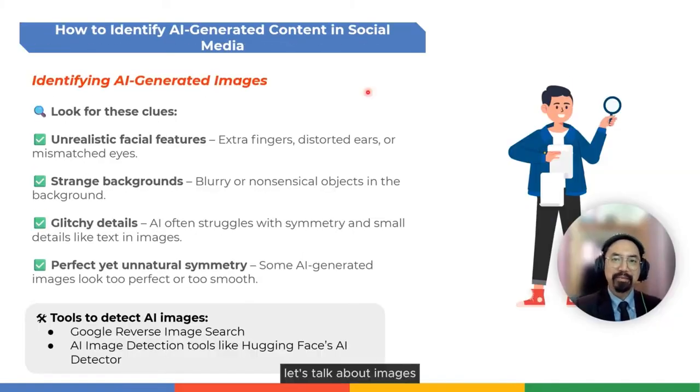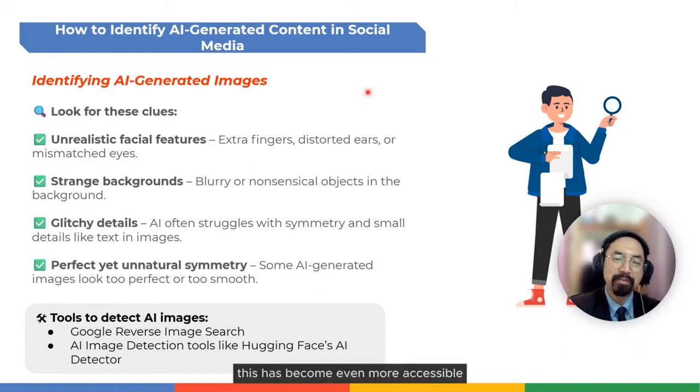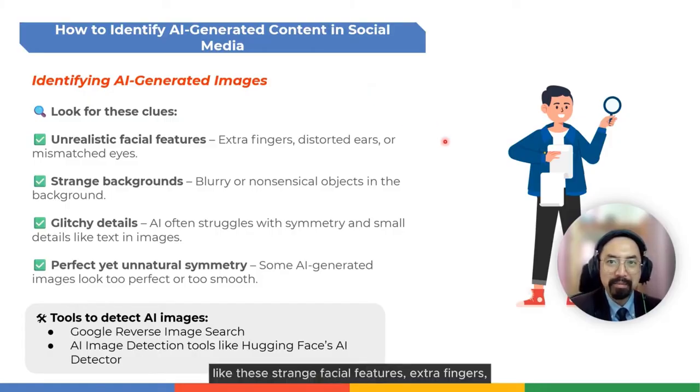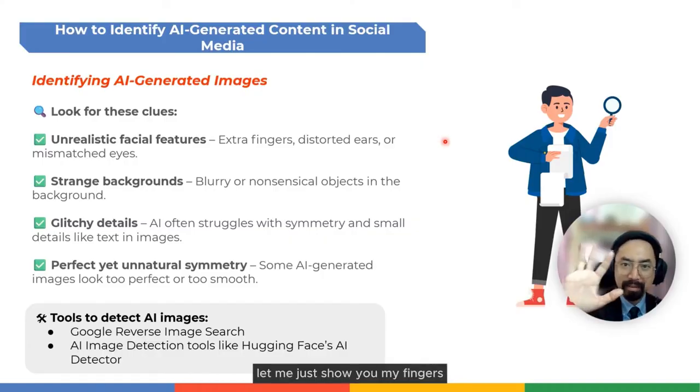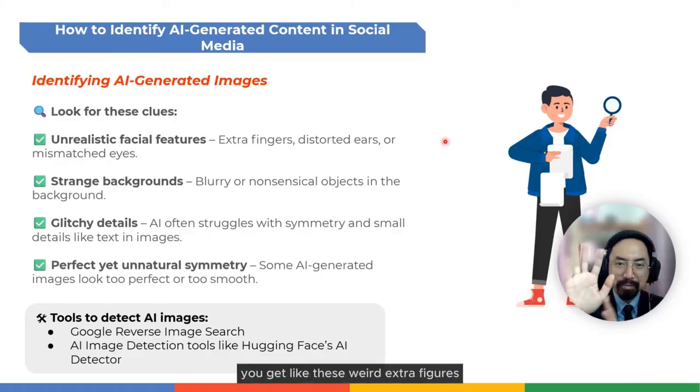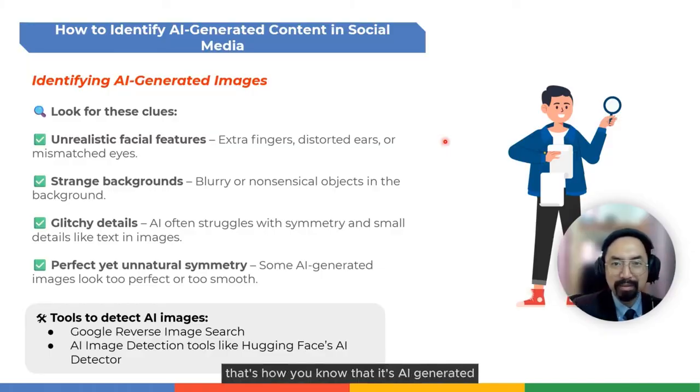Let's talk about images. With ChatGPT's latest update, this has become even more accessible. AI generated pictures might look realistic at first, but there are signs. For example, strange facial features, extra fingers, distorted eyes, just to prove that I am not AI. Let me just show you my fingers. Right? Sometimes you get these weird extra fingers or weird looking fingers. That's how you know that it's AI generated.